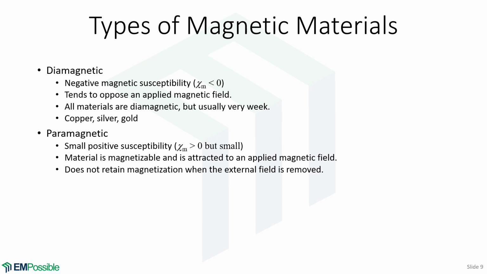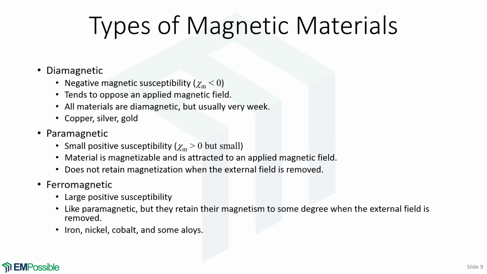Then there's the paramagnetic. These have a positive but small magnetic susceptibility. That means they're magnetizable, so we can expose them to a magnetic field. The magnetic dipoles will line up, but as soon as the magnetic field is gone, it demagnetizes. So think of nails or a paperclip. If we put a kitchen magnet to them, those do become magnetized. They can act as their own magnet, but as soon as we take the magnet away, they lose their magnetic response.